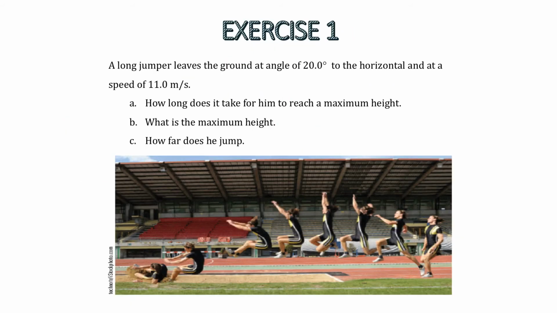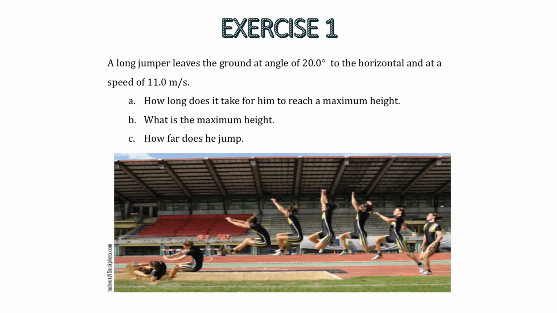Okay, so this question is practically very easy. The question asks you to find how long it takes for him to reach a maximum height. Like I mentioned before, when it comes to height, you talk about the y component. And the same thing like I mentioned for the free fall concept, extract all the information given and use the equation correctly. So now, a jumper leaves the ground at an angle of 20 degrees to the horizontal and at a speed of 11 meters per second.